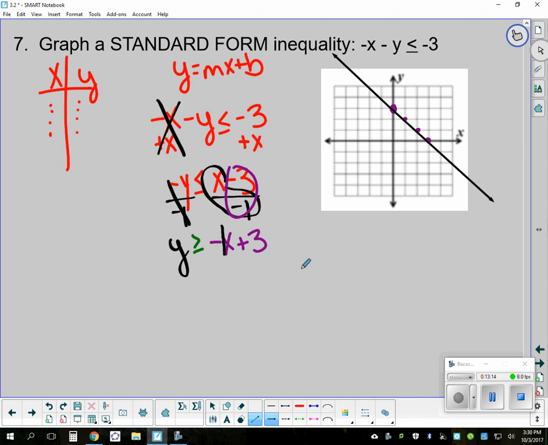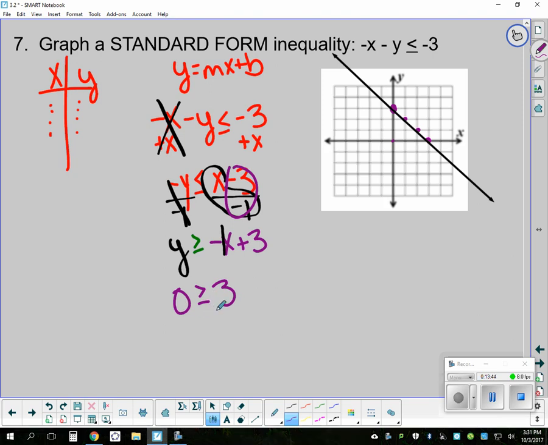Okay, and then lastly, you need to figure out, where does the shading go? Where are the solutions? Because it's equal to, the points on the line are solutions, but those aren't the only ones. It's either going to be all of these points or all of these. I prefer to use a test point, so I would choose 0, 0 as my test point. When I plug that in, I get 0 is greater than or equal to, -0 would still be 0, plus 3 is 3. Is 0 greater than or equal to 3? No, that's not true. So if 0, 0 is not a solution, neither is anything else on this side. Everything on this side would be.